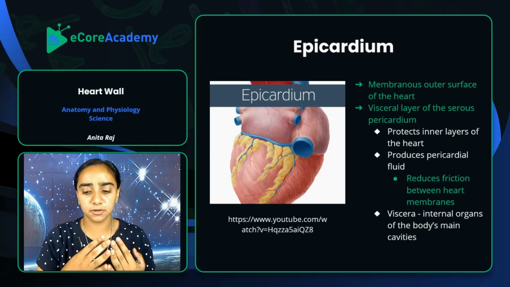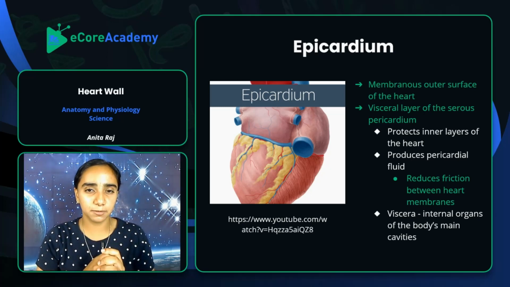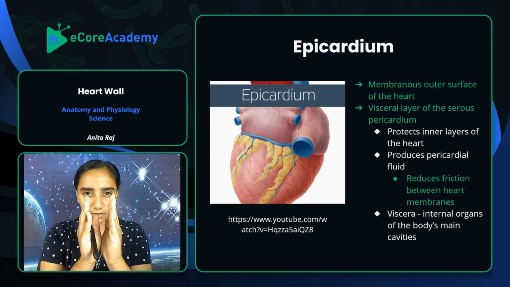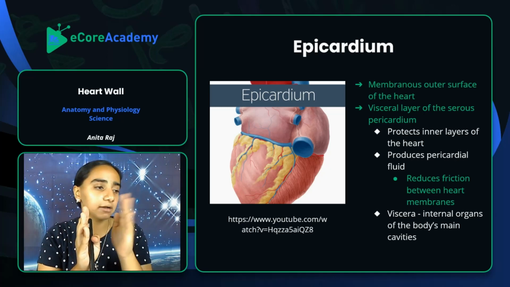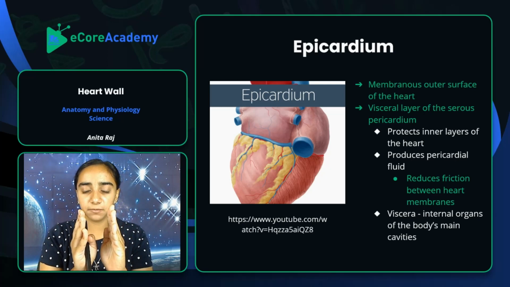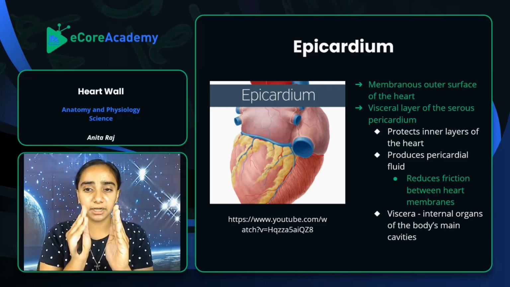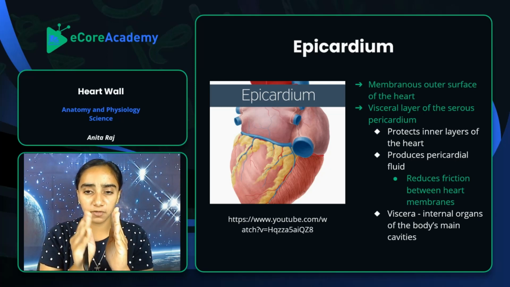Like I said, let me try to make more sense of this. If this was the pericardium and this was the heart muscle, your myocardium, the inside of the heart, and this was the outside of your heart, like your chest cavity, your epicardium is located right here. It is the visceral layer, the innermost layer of the pericardium.